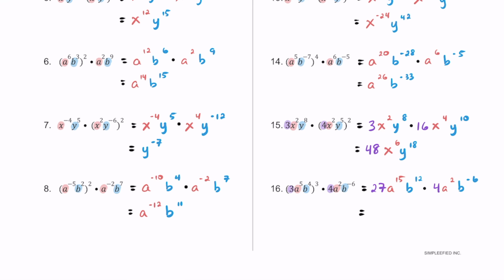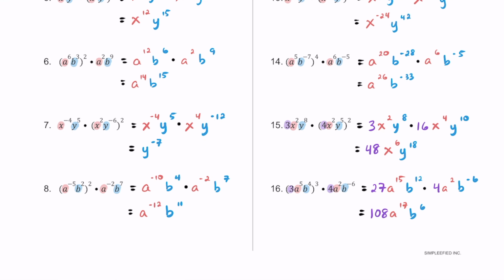So first we're going to start off with this 27 times 4. 27 times 4 is going to be 108, so that's going to be our final coefficient here. Then multiplying a to the 15 by a to the 2, we can add 15 plus 2 to get 17, so it's going to be times a to the 17th power. And then finally multiplying b to the 12 times b to the negative 6th, we can add 12 plus negative 6, or 12 minus 6, and that's going to be positive 6. So we have b to the 6th power.